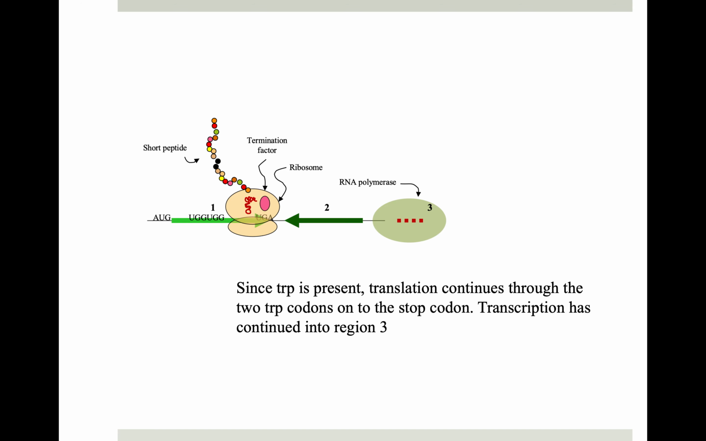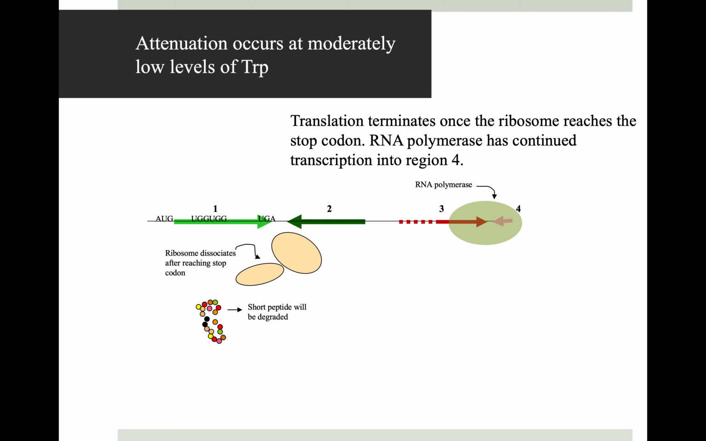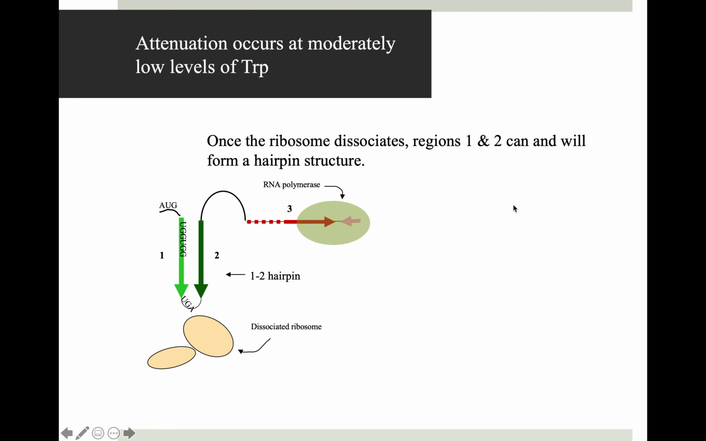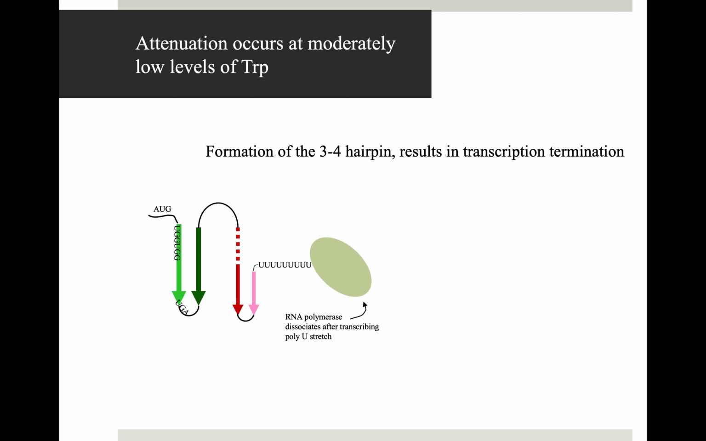Since trp is present, translation will continue through the 2 trp codons to the stop codon, and of course continue into region number 3 or repeat number 3. Translation will terminate once the ribosome reaches the stop codon, which is situated after region 4. So RNA polymerase has continued transcription into region 4. Once the ribosome dissociates, region 1 and 2 can and will form a hairpin structure. When it forms a hairpin structure, immediately region 3 and 4 will also form a similar structure, and hence it signals for termination, resulting in transcription termination.